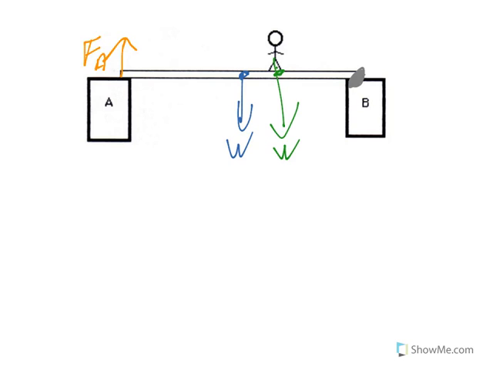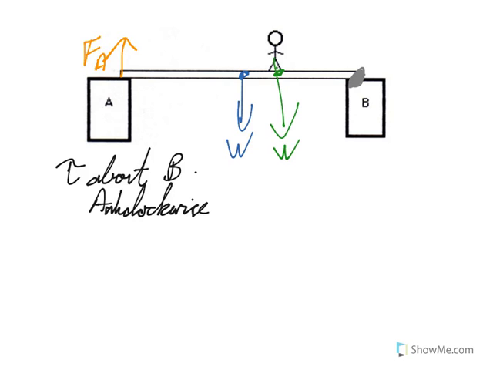So, torque about B. So again, the anti-clockwise is equal to the clockwise. And so what we've got to do is figure out which is turning it which way. So when we do that, the thing that's going to make it rotate anti-clockwise would be the two weight forces.